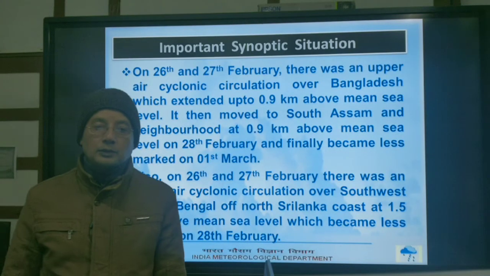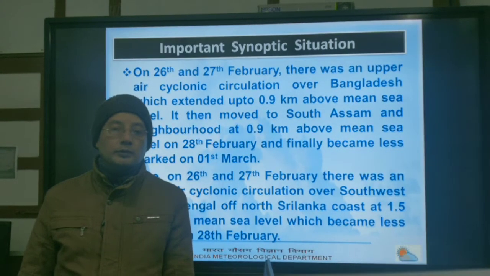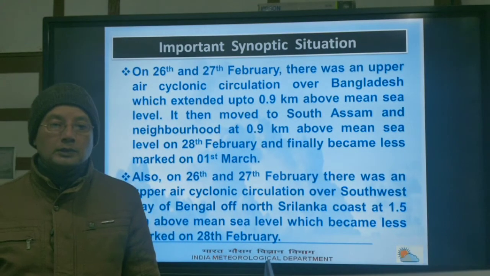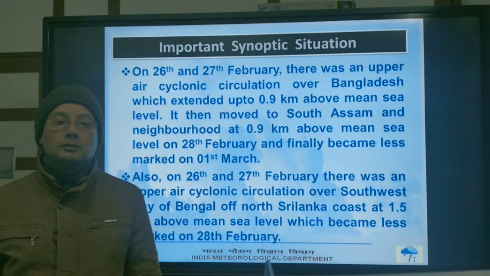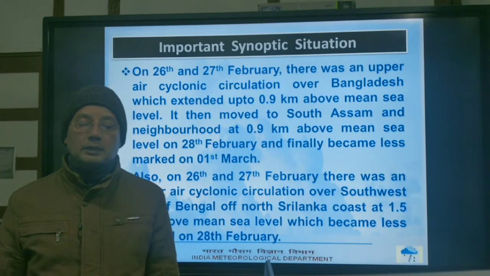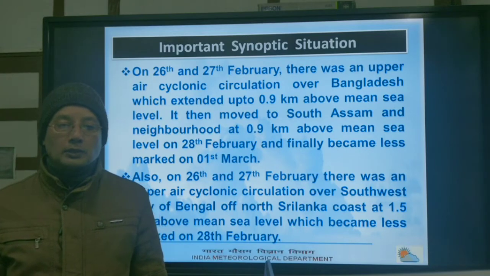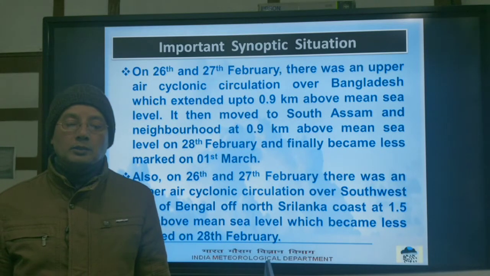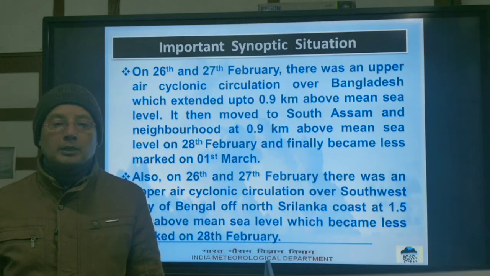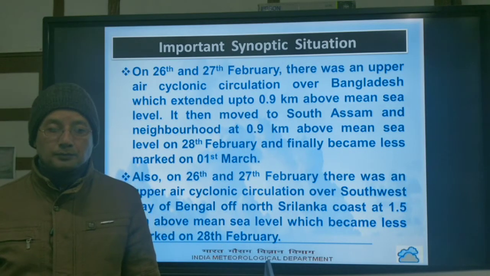So we'll start with the important synoptic situation observed during last week. On 26th and 27th February, there was an upper air cyclonic circulation over Bangladesh which extended up to 0.9 kilometers above mean sea level. It then moved to South Assam and neighborhood at 0.9 kilometers above mean sea level on 28th February and finally became less marked on 1st March.